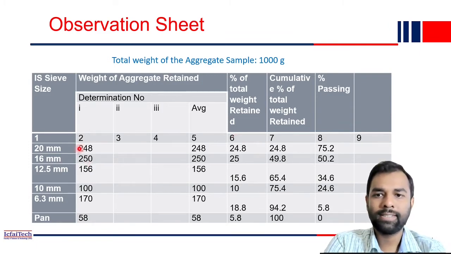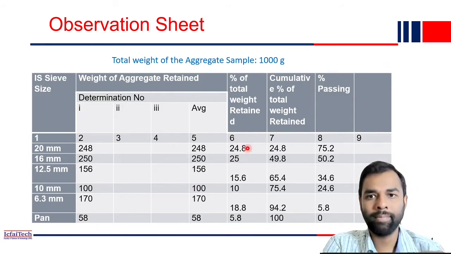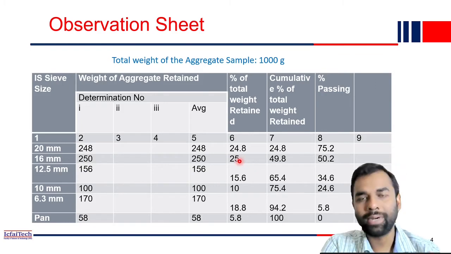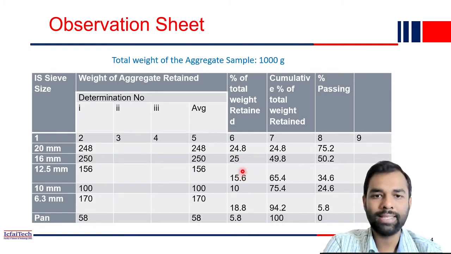So the first is 248 gram retained, right? The percentage weight retained: the total was 1 kg, that is 1000 gram. So 248 divided by 1000 into 100 will give you 24.8 percent of the sample retained at the 20 sieve. Similarly, at the 16 sieve, 250 gram, which is nothing but 25% of the total aggregate, is retained. Like that, all the values we are keeping in this column.